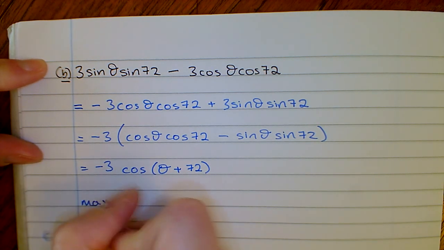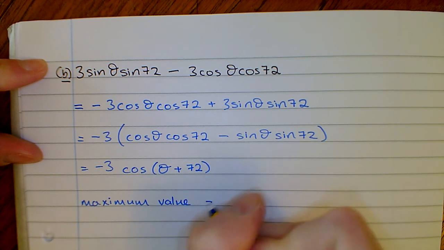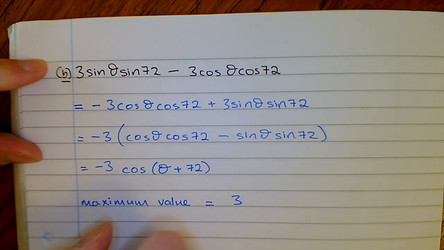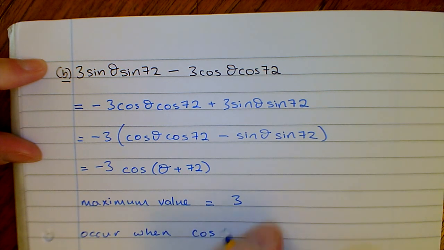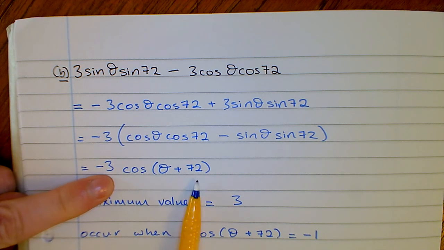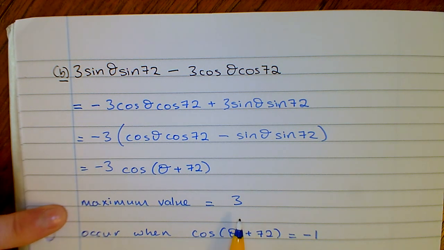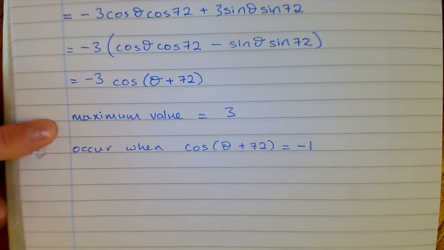Okay, so our maximum value of this is going to be 3, and it will occur when our cos of theta plus 72 equals minus 1. Okay, so remember this part here can go between minus 1 and 1. So when this is minus 1 times minus 3 will give you a maximum value of 3.